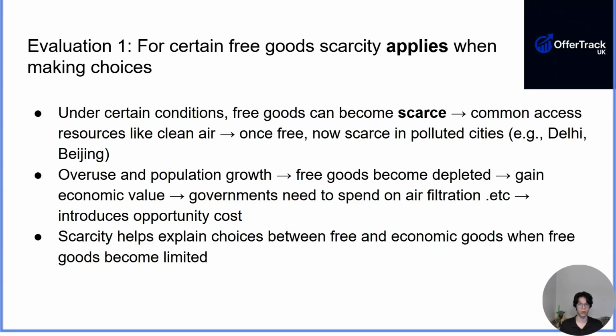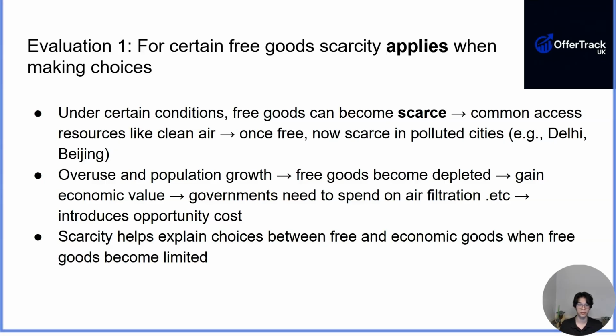Take clean air, for example, which is a common access resource. 1,000 years ago, when populations were smaller and industrial activity was minimal, we didn't have to worry about clean air. But now, in places like Delhi and Beijing, air pollution is so severe that clean air has become scarce, meaning it now behaves like an economic good. Overuse has led to depletion and degradation. Remember that for the exam, the double Ds, depletion and degradation. That will get you top marks.